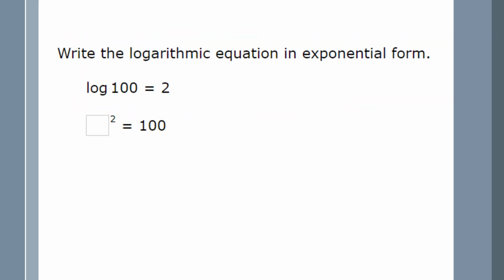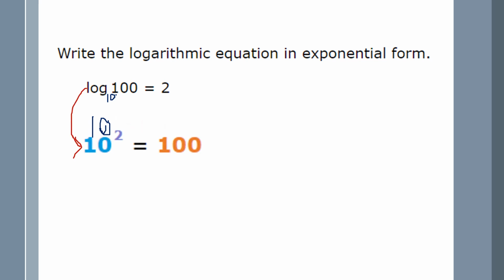Alright, now I want you to pause this video and see what's up. Pause the video and try it. Alright, welcome back. Did you get the base to be 10 here? Because this does not have a base, so it has an invisible base of 10. So 10 to the power of 2 is 100. 10 to what power gives you 100, which is 2. So logarithmic to exponential form, and from exponential form to logarithmic. It's pretty easy. It's not much of a challenge.